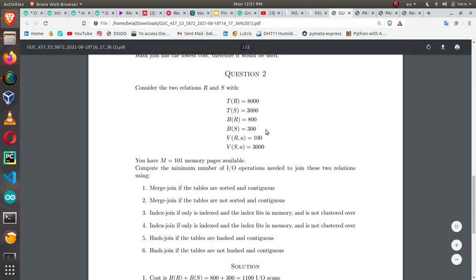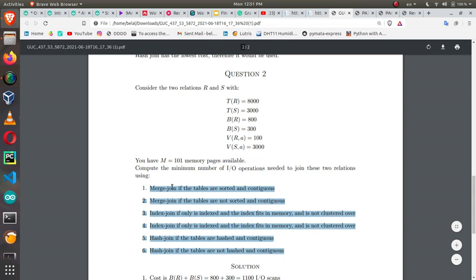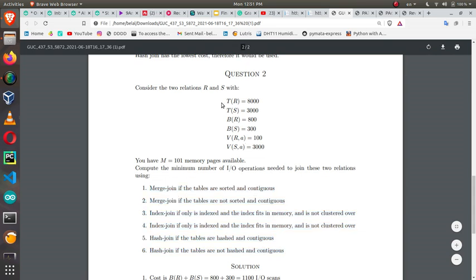Good. Let's solve question number 2. Question number 2 asks us to compute the cost in terms of the number of input-output operations to perform these joins.